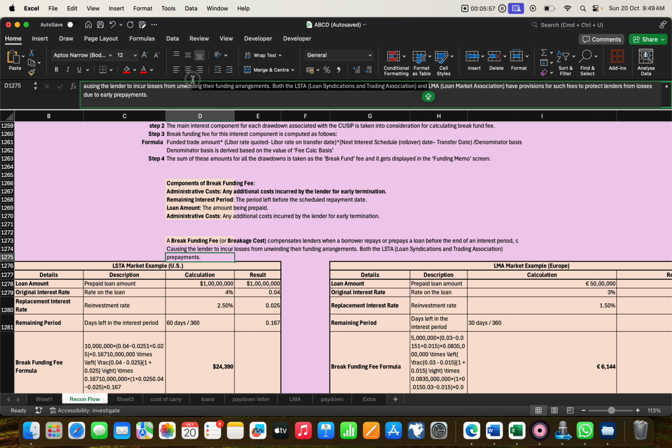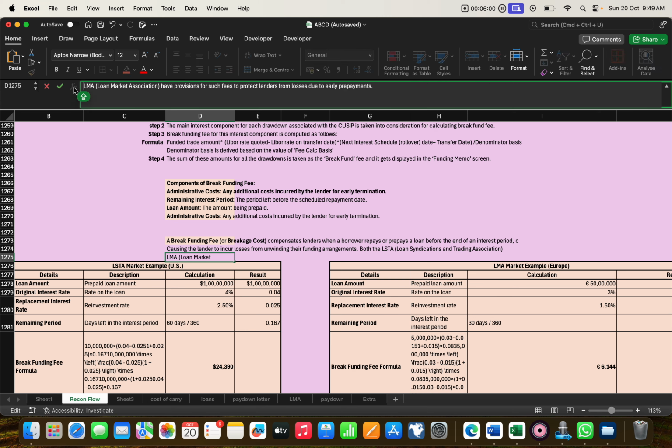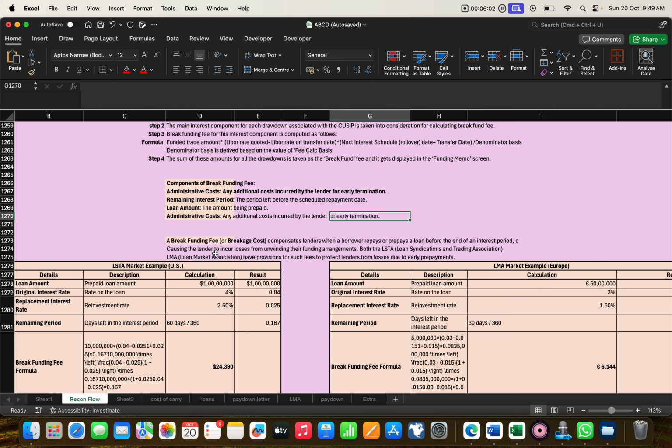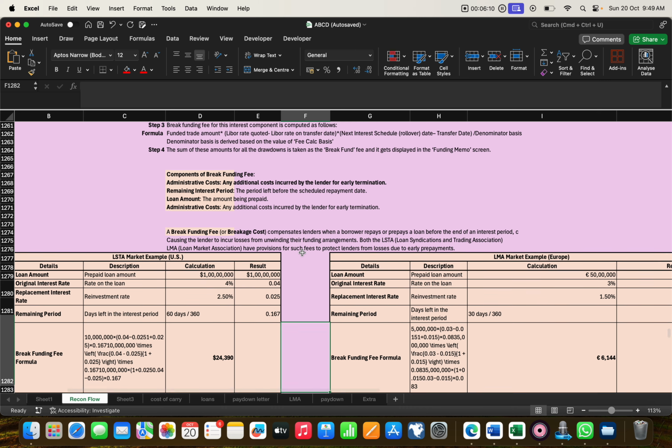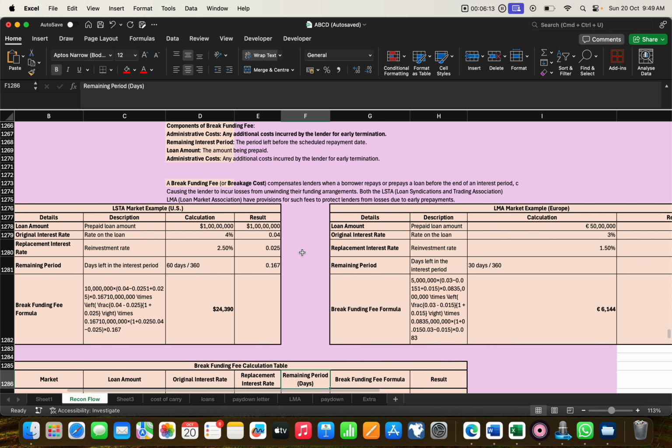It is the same for the LMA market as well. It protects the lender through such a fee for losses during early prepayment. So when the rate is different, it will make a huge difference.